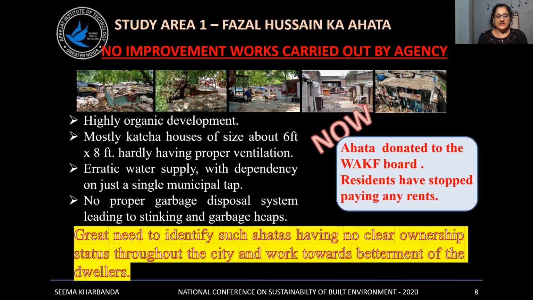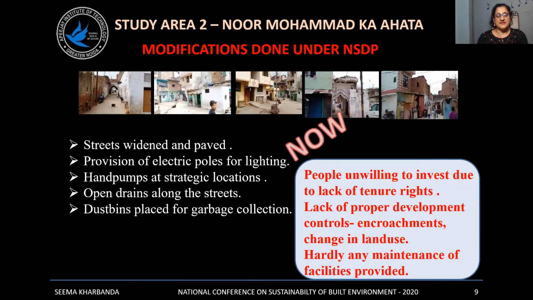So there's a need to identify such AHATAs where there's no clear ownership or status throughout the city, towards the betterment of the dwellers. The second study area was the NOOR MOHAMMAD AHATA, where modifications were done under the National Slum Development Program. The streets were widened and paved as far as possible. Provision of electrical poles was made for lighting. Hand pumps were set up at strategic locations and open drains were created along the streets. And dustbins were placed for garbage collection.